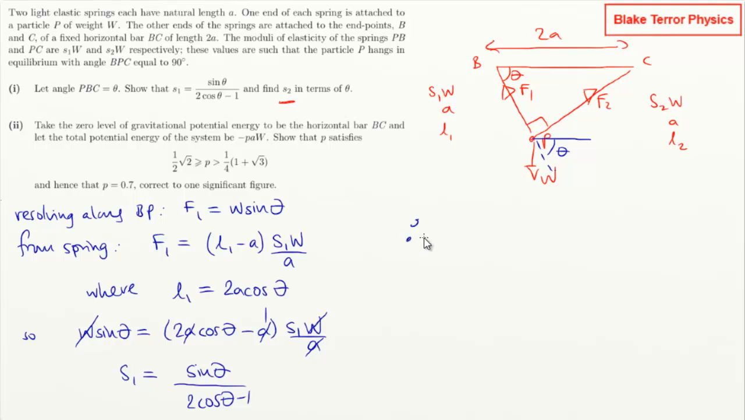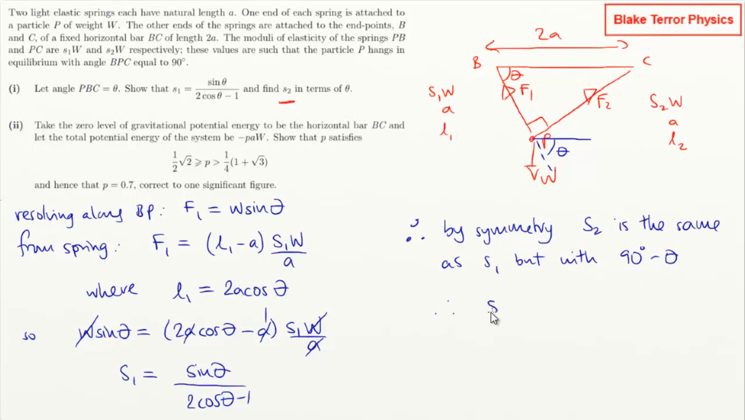And then, therefore, by symmetry, we've got that S2 is the same as S1, but with 90 degrees minus theta. Therefore, S2 is going to be cos theta over 2 sine theta minus 1. Right, okay, so that's the first part done. There's only two parts to this question.